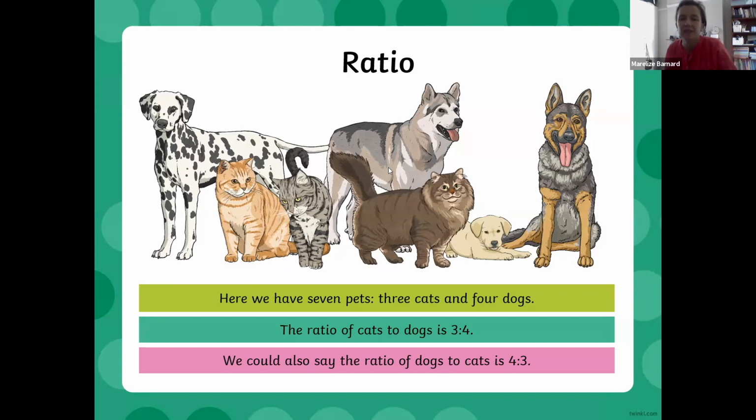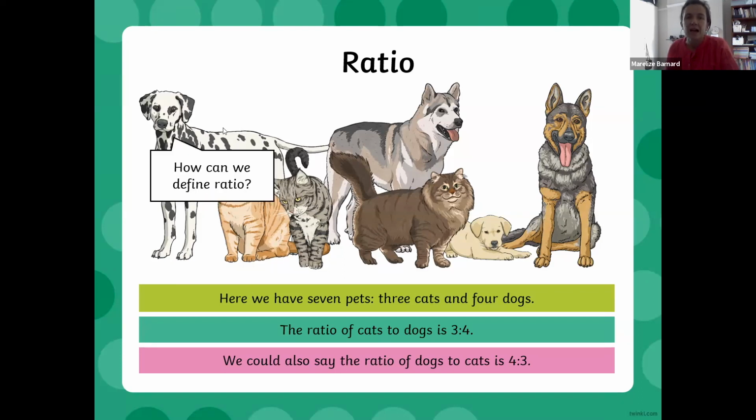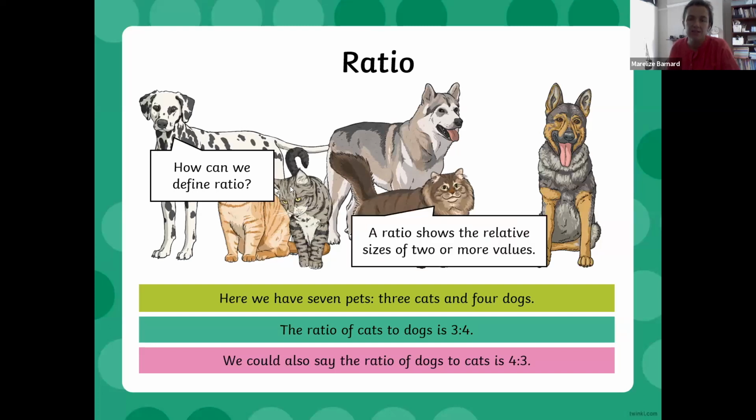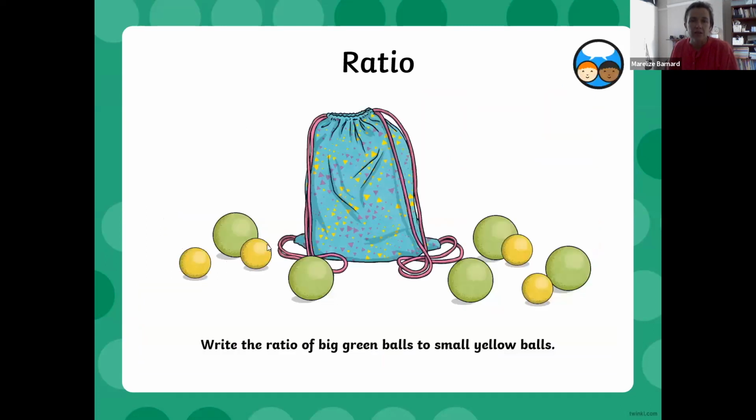Okay, good stuff. So we were saying, how can we define what a ratio is? And that is just, if we have 2 quantities and they are relative to each other, then we can use a ratio to express those 2 quantities. All right. So in this case, it was the cats to the dogs, and we can use that ratio to express that. Okay. Now, this is where I stopped, and I asked you guys to write this ratio.